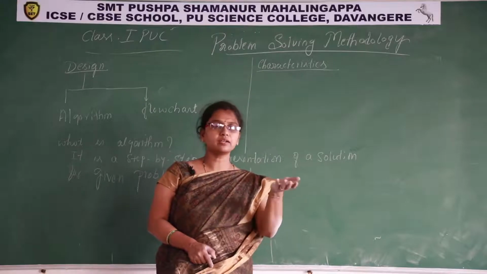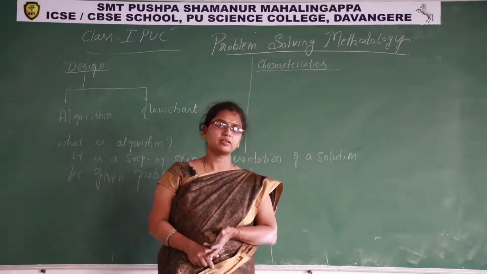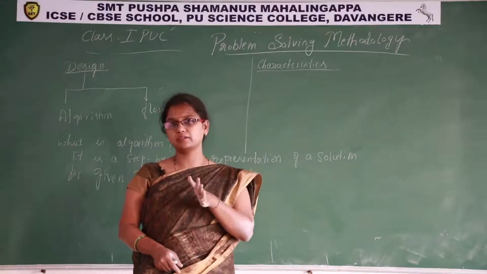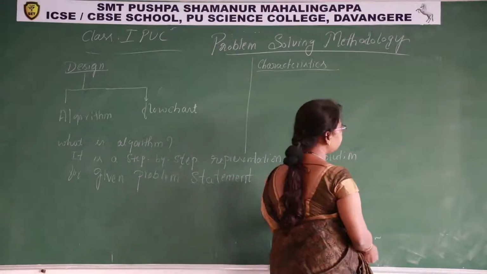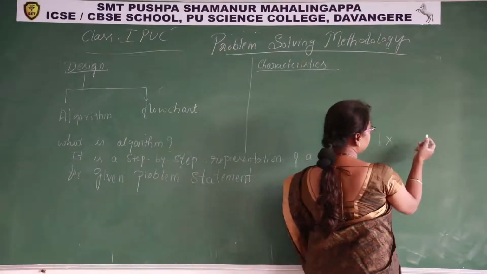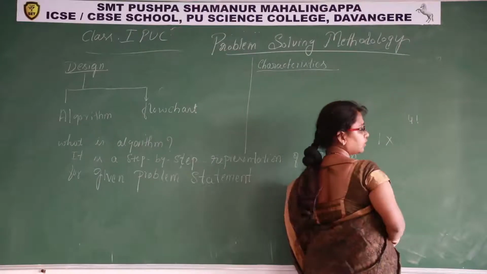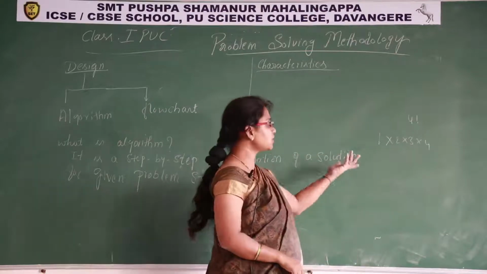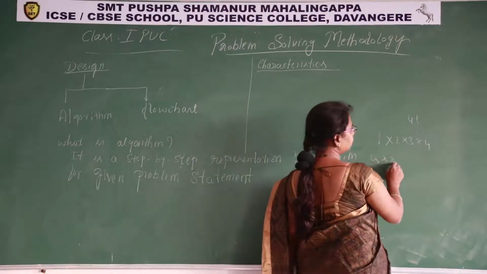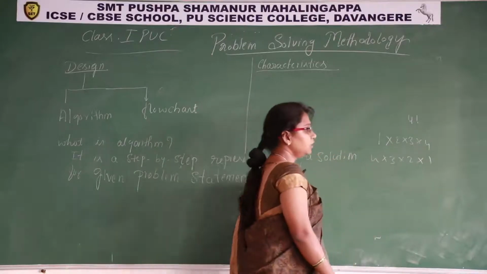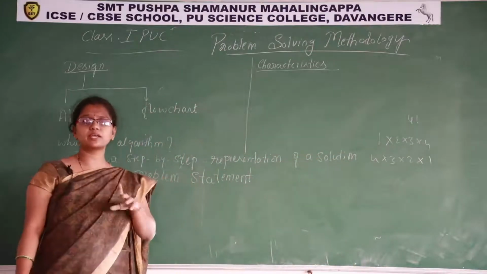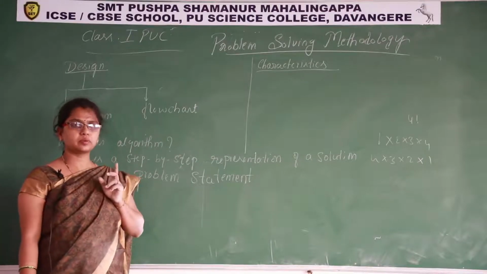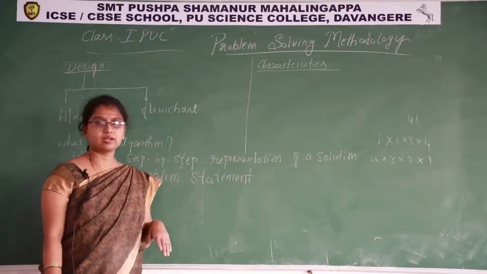You can write different algorithms for the same problem statement. At the end of the algorithm, you should get a unique result. For example, the factorial of a number: if I want to find the factorial of 4, I can multiply 1 into 2 into 3 into 4, or I can approach it as 4 into 3 into 2 into 1. Any method you can follow, but it should give the same, correct output. It should contain only unique output. These are the characteristics of an algorithm.